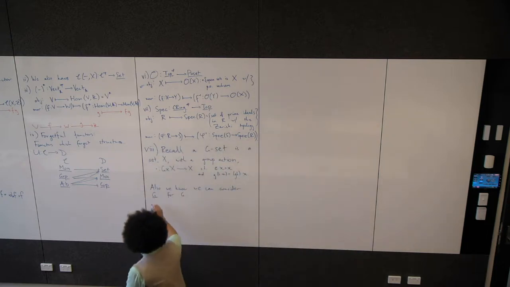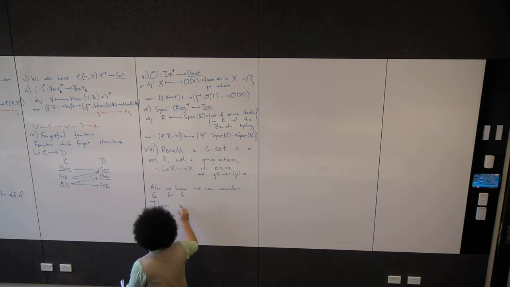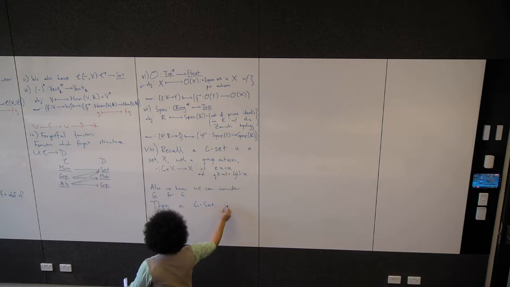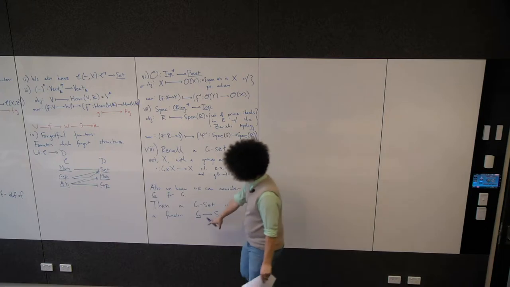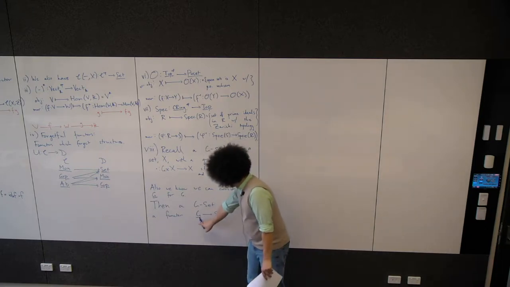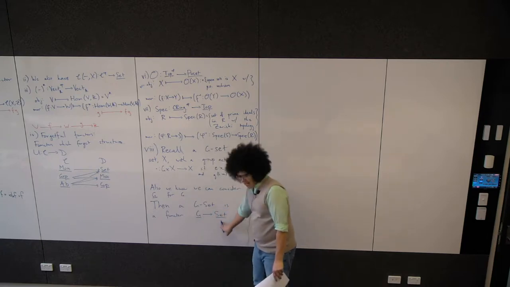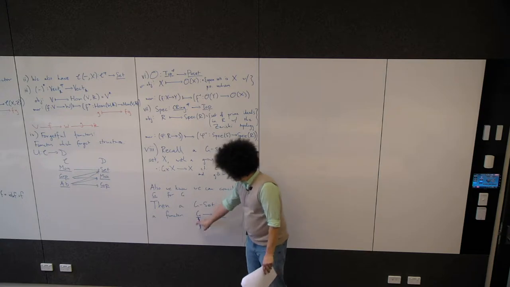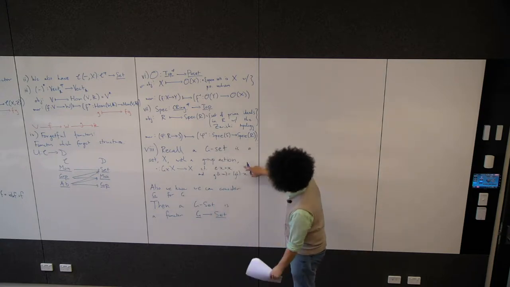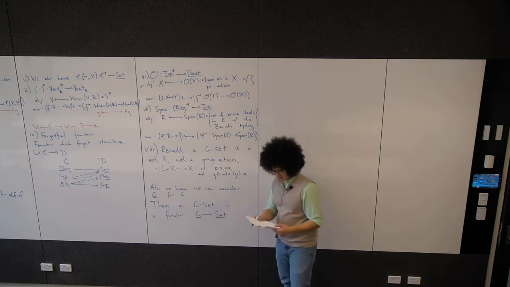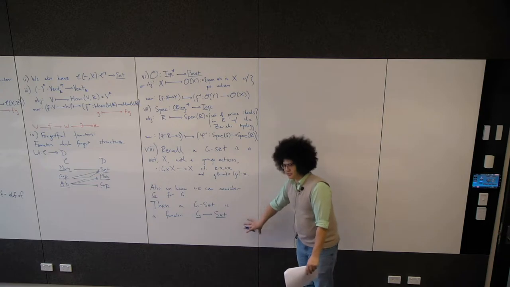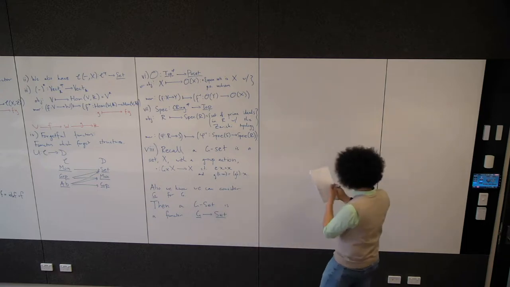All right, then a G set is a functor from G underline to the category of sets. All right, so what is such a functor? Well, this is a one-object group, so it picks out one set and then the morphisms act on that set and determine this action. And this is a worthwhile thing to do as an exercise, to check that this definition and this definition carry exactly the same information. All right.